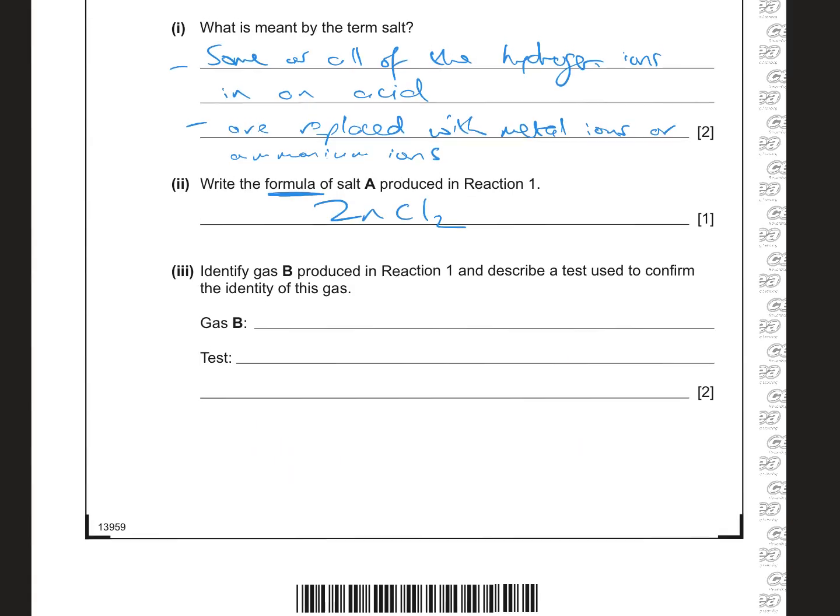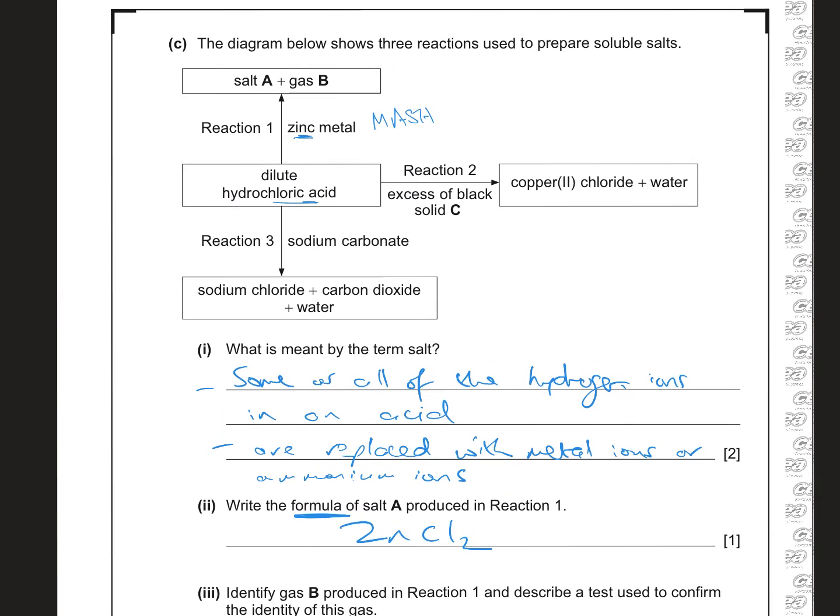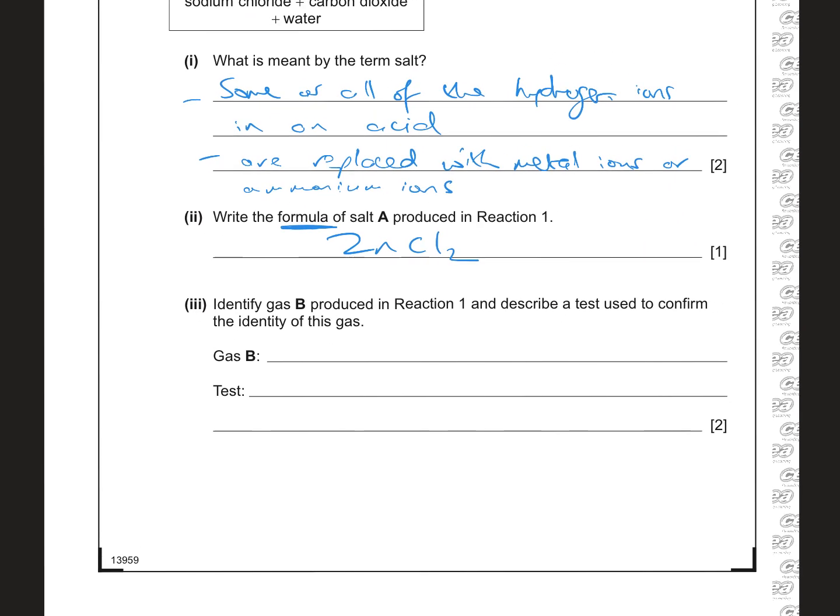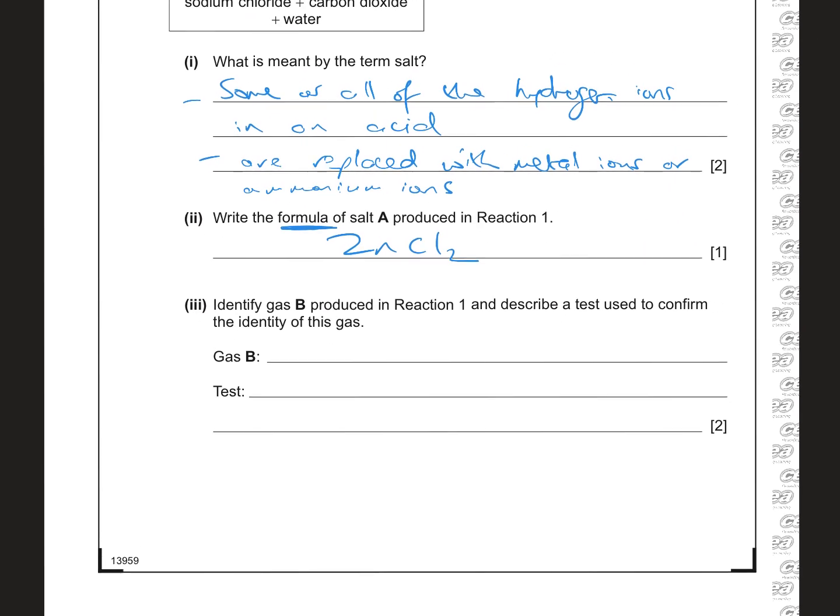Identify gas B. Okay, well, we've already talked about how metal plus acid gives us salt plus hydrogen. So that is going to be hydrogen. And then the test for it is a lit splint pops.